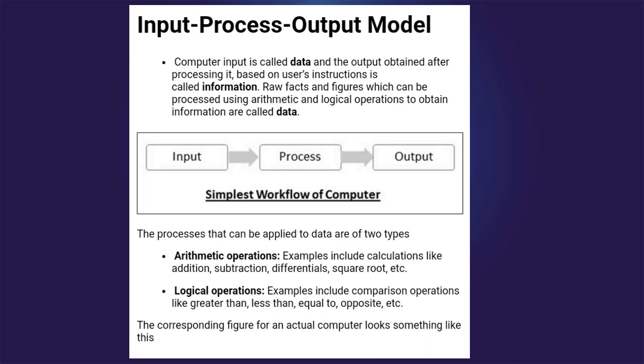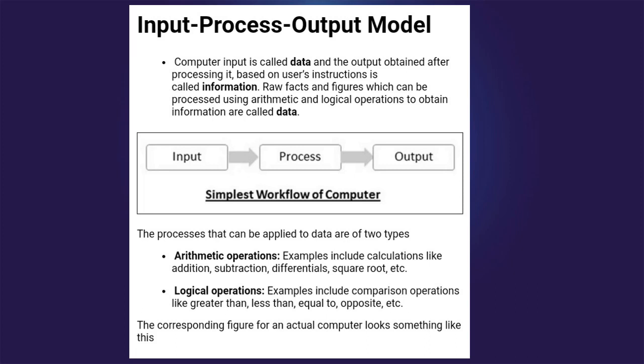You can see the simplest workflow of computer: input, then process, and then the output. The processes that can be applied to data are of two types. What are they? Arithmetic operations, for example, include calculations like addition, subtraction, differentiation, square root, etc. Logical operations, for example, include comparison operations like greater than, less than, equal to, opposite, etc.